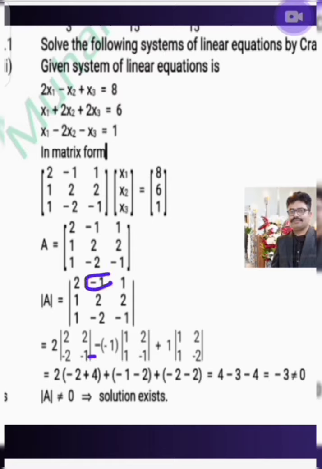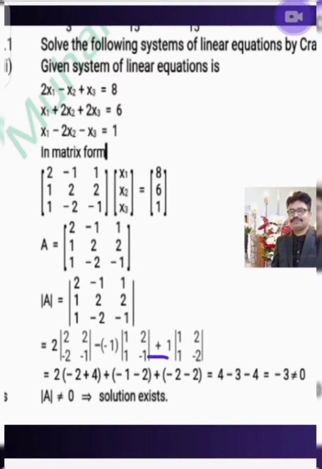Now, as I am expanding by row 1, the element is minus 1 here, and the sign is minus, as I told you: the first with positive, the second with negative, and the third with positive. Taking the element minus 1, we will cancel the column and row of that element. The remaining elements will be in a 2 cross 2 determinant. What are the values? 1, 2, 1, and minus 1. We have written it right here.